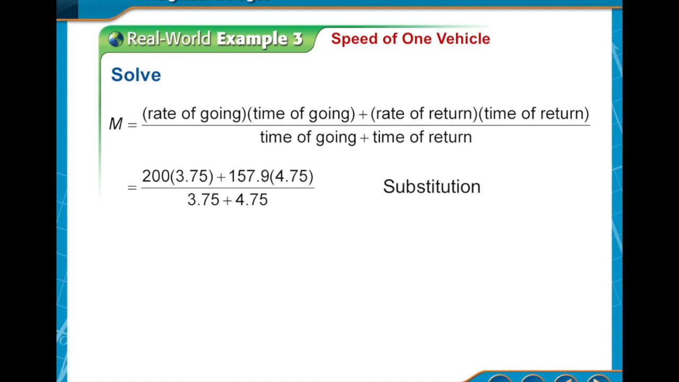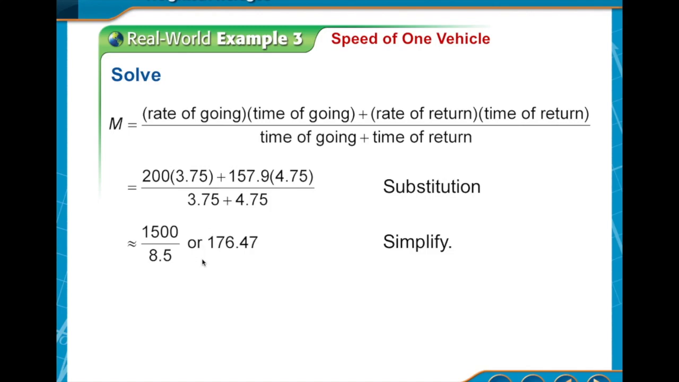So we plug all those things in. We said her first rate when she left was 200. She flew for 3.75 hours. Plus, her rate on the return was 158. Times she flew for a little under 5 hours. We divide all of that by the sum of how long the travel was. So 8.5 hours when you add those together. And now all we have to do is simplify. So you can do this by hand or plug into a calculator, and we'll get that final solution.